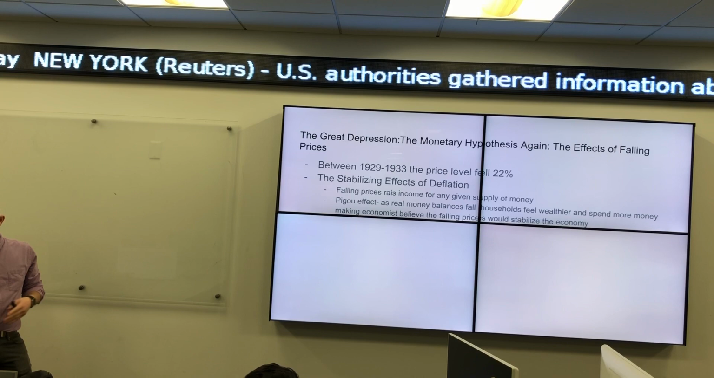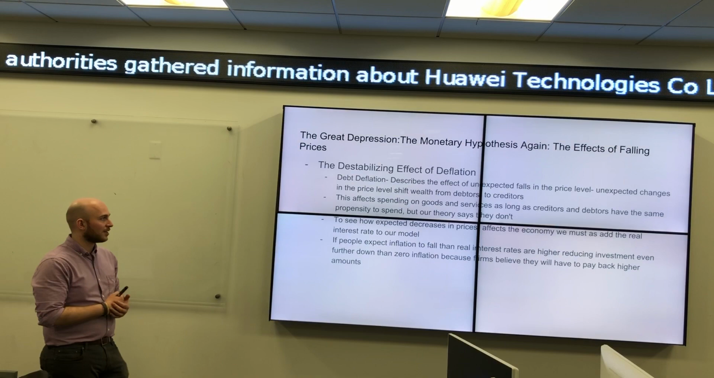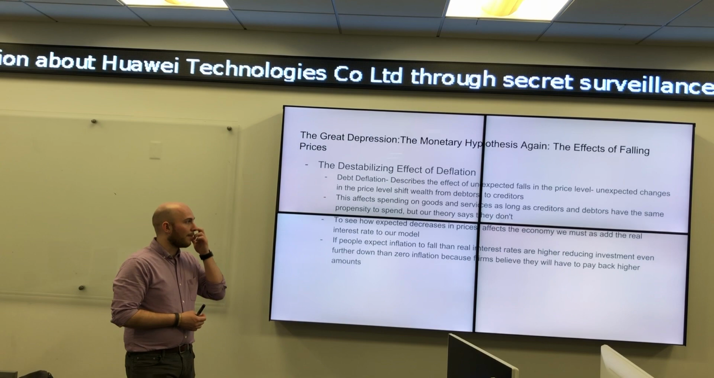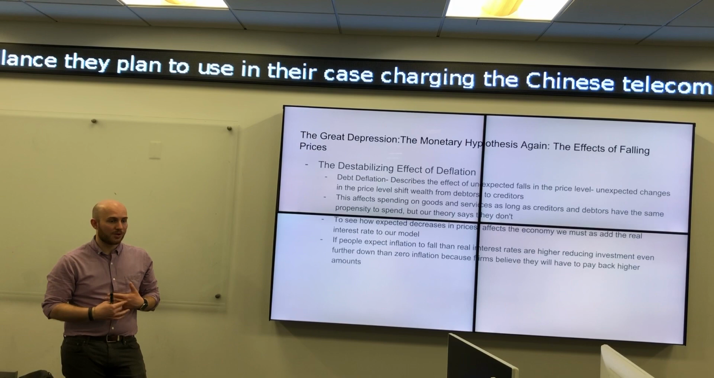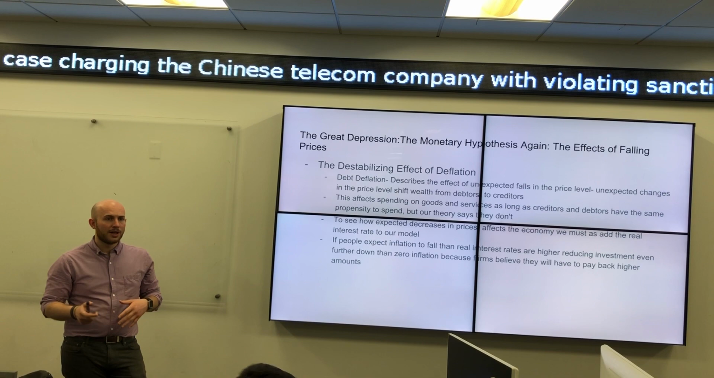And then we have the destabilizing effects of deflation. So we have debt deflation, which describes the effects of unexpected falls in the price level. An unexpected change in the price level shifts wealth from debtors to creditors. We talked about this with inflation. So if money is now worth less than it was worth when you borrowed money originally, you're now paying back a lot more than you originally borrowed.